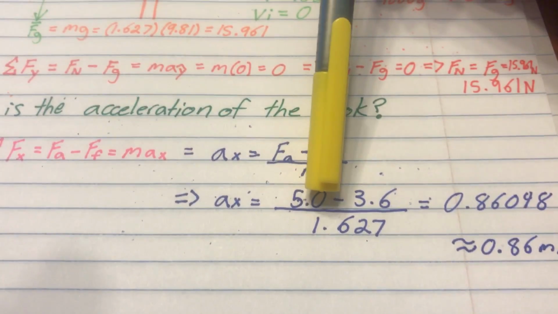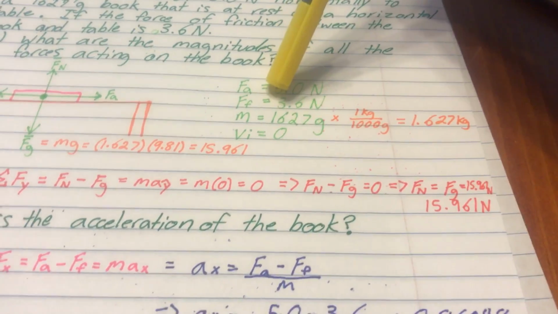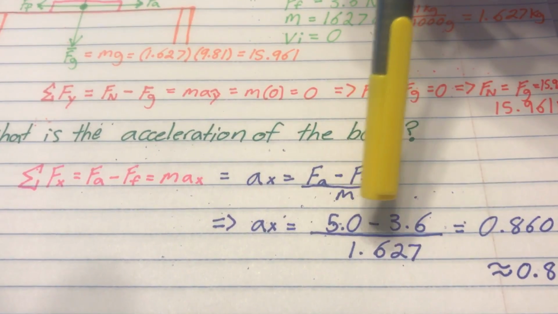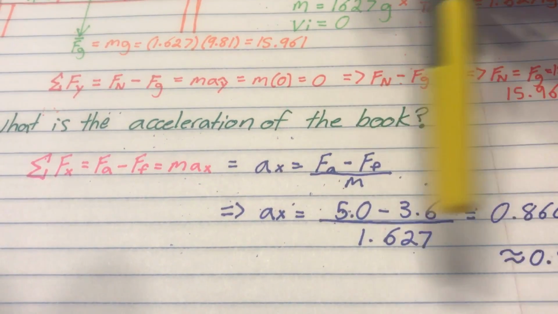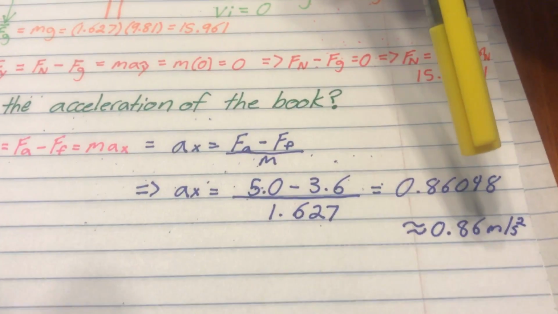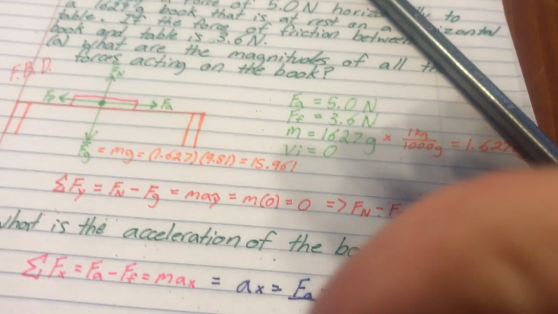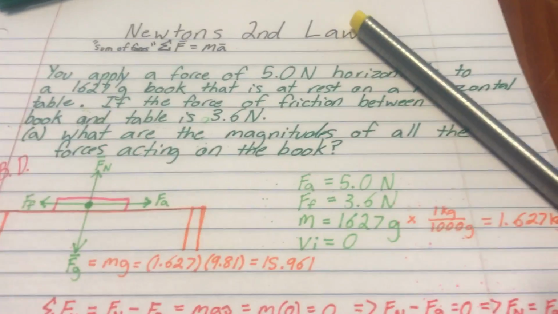Then I plugged in what I knew, went back up here to reference that, and got 5.0 minus 3.6 divided by 1.627, and that gave me 0.86 meters per second squared. And that is my Newton's second law reassessment.